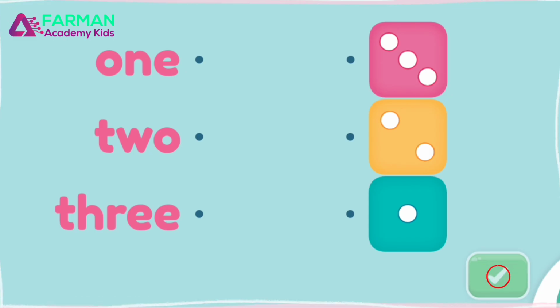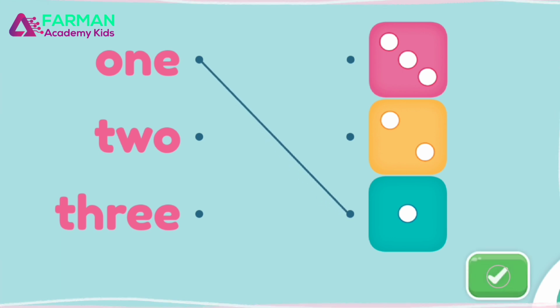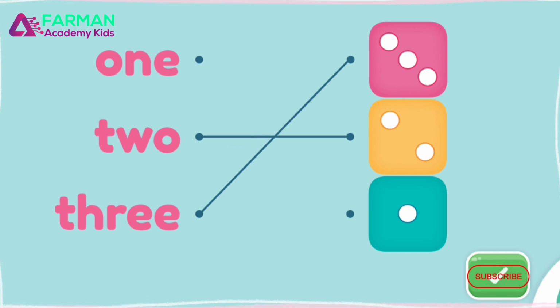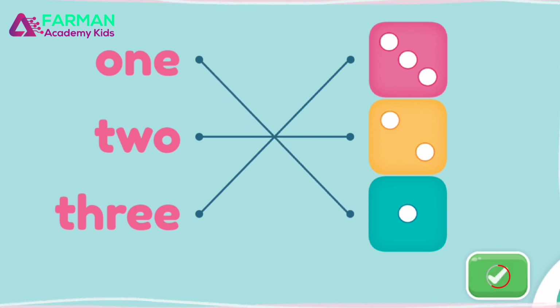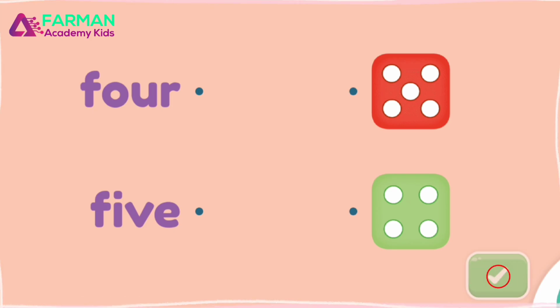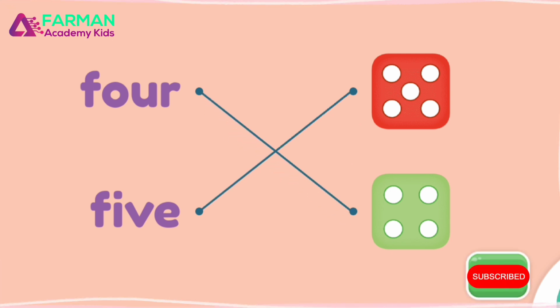Connect the words with the dice with the right number of dots. 3, 2, 1. Keep up the good work. Connect the words with the dice with the right number of dots. 5, 4. Awesome! You matched them.